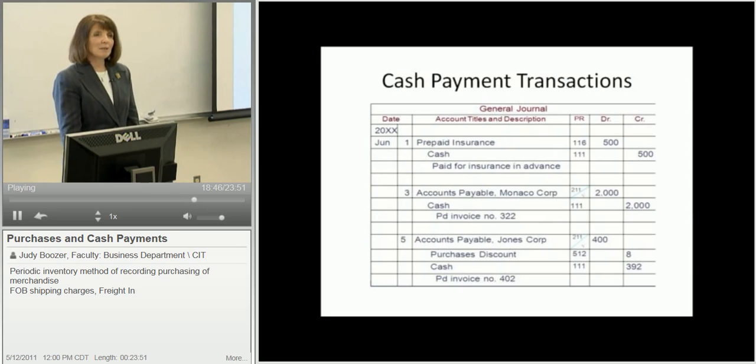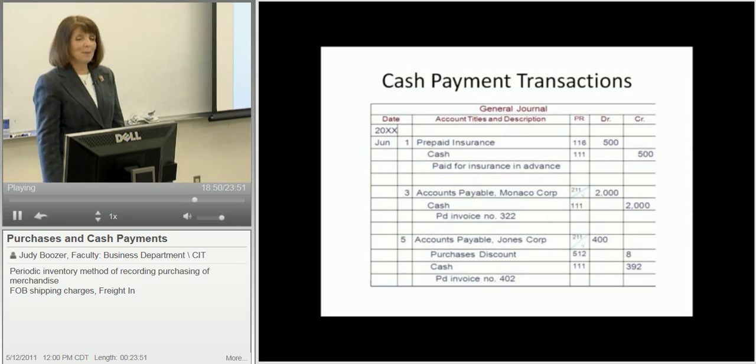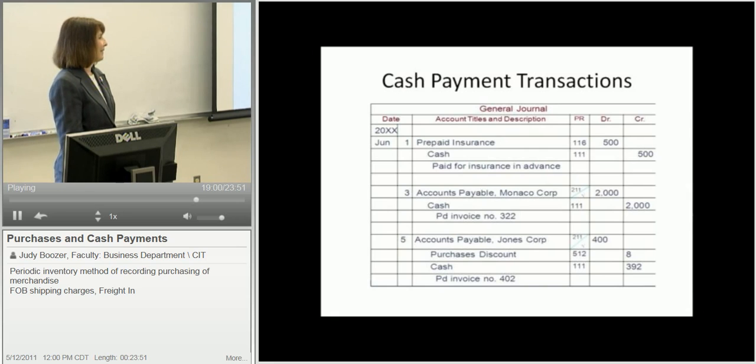So let's look at some journal entries here for some cash payment transactions. First one, if you're debiting prepaid insurance, what does that mean you're doing? Paying in advance for your insurance, which is often done, and you're paying cash for it. So a simple purchasing an asset here.